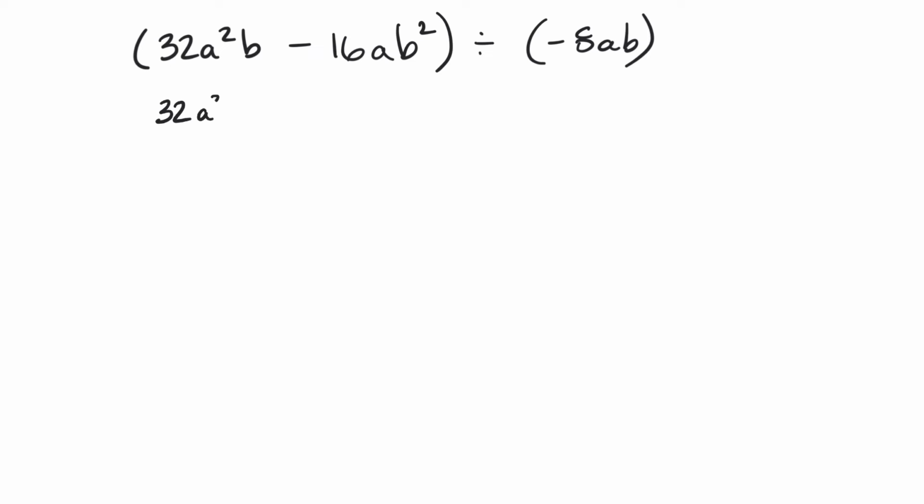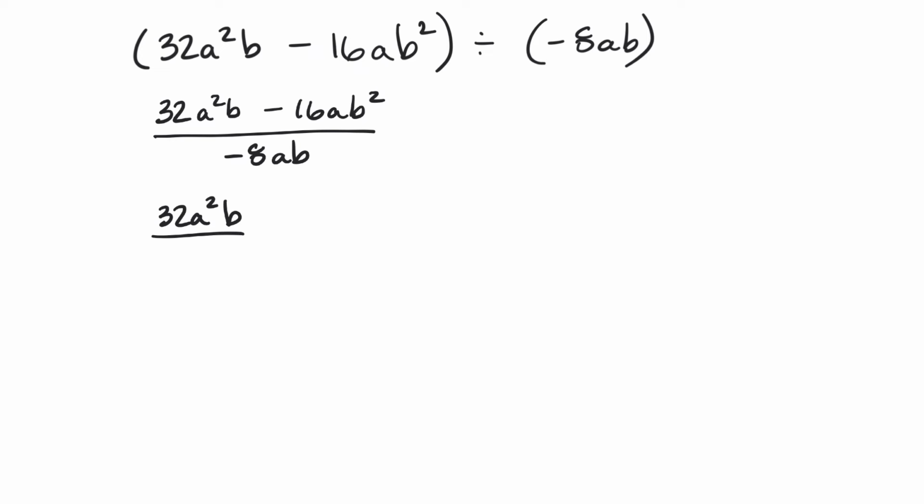So this is 32a squared b minus 16ab squared. All of that is being divided by negative 8ab. So we'll split these up into two fractions. So now we've got 32a squared b over negative 8ab minus 16ab squared over negative 8ab.